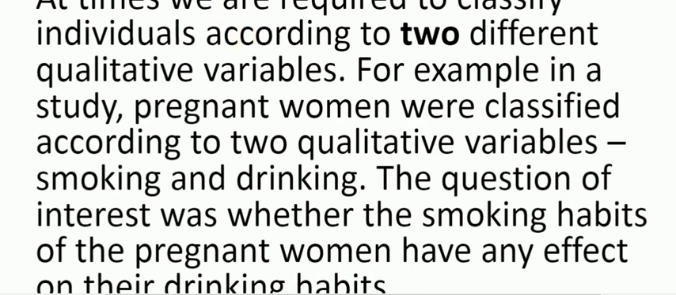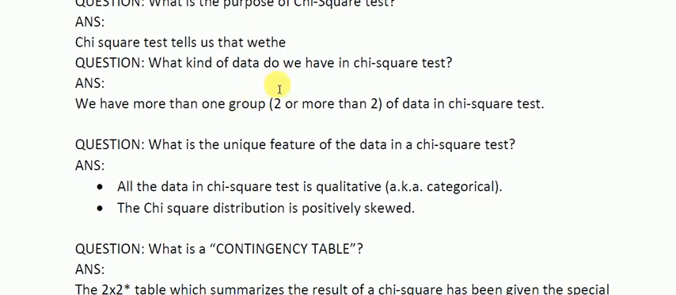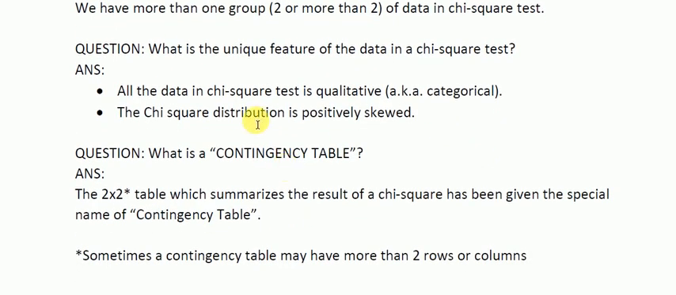Okay, so next question. What kind of data do we have in a chi-square test? We have two or more rows of data in a chi-square test. So basically we have to compare, and comparison isn't possible with a single set of data. So we have two or more than two sets of data in a chi-square test. What is the unique feature of data in a chi-square test?